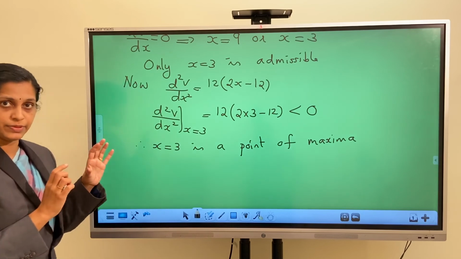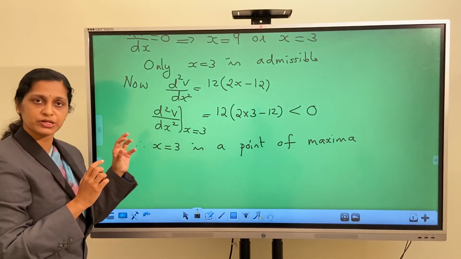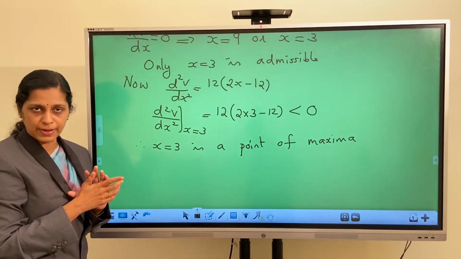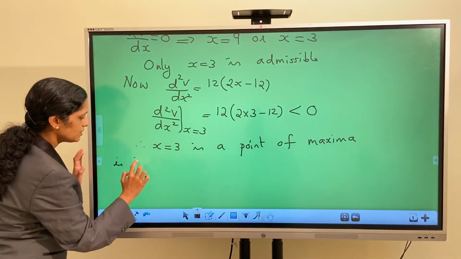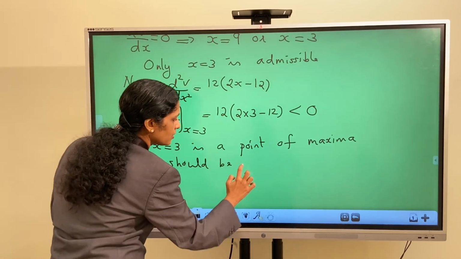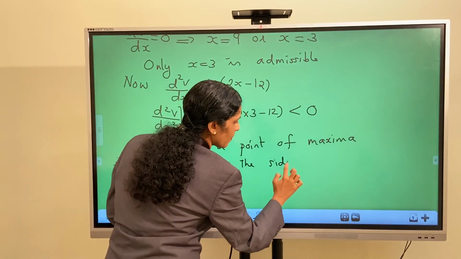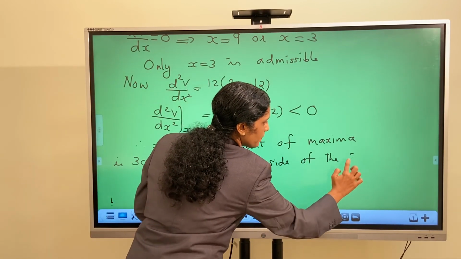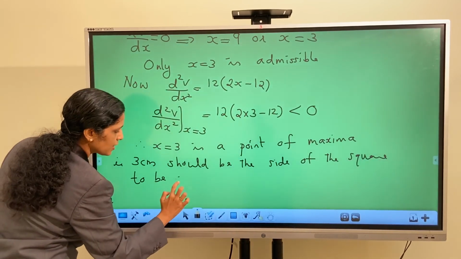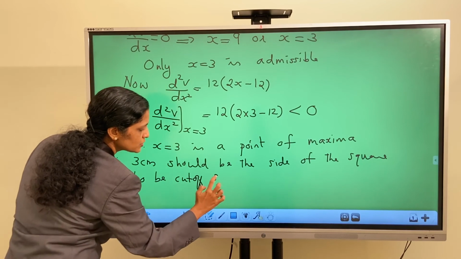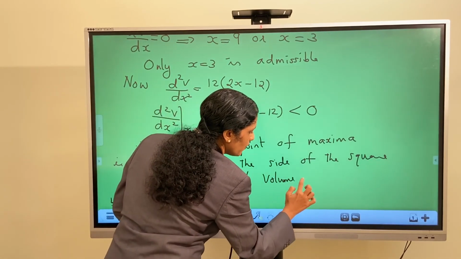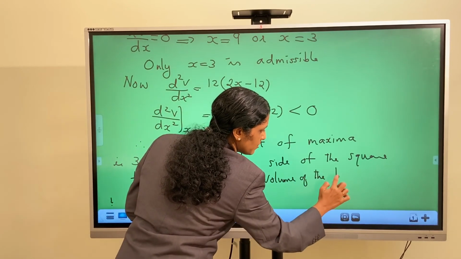Therefore, 3 centimeters should be the side of the square to be cut off so that the volume of the box is maximum. That is, 3 centimeters should be the side of the square to be cut off so that volume of the box is maximum.